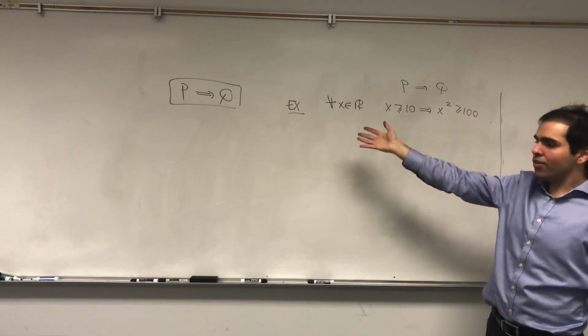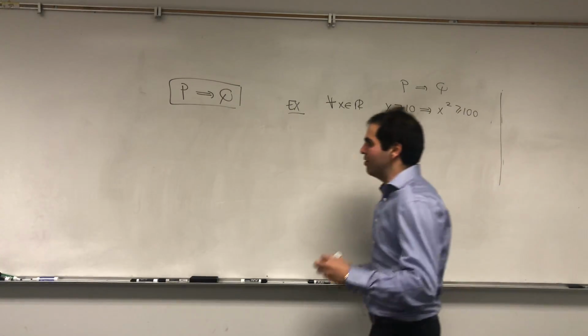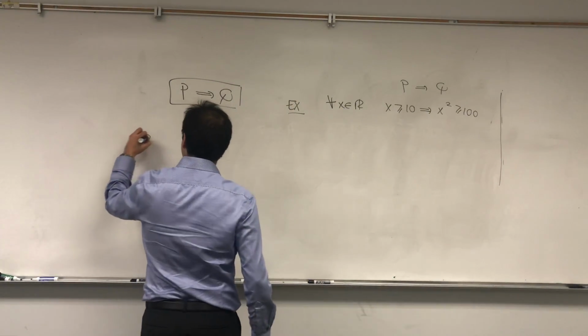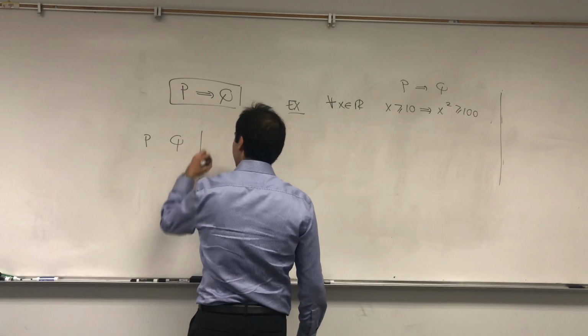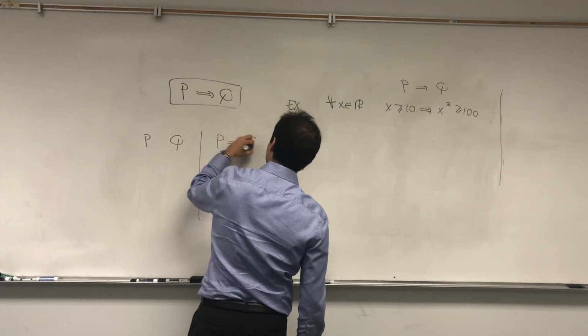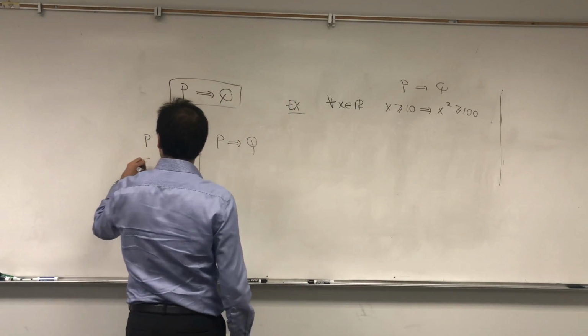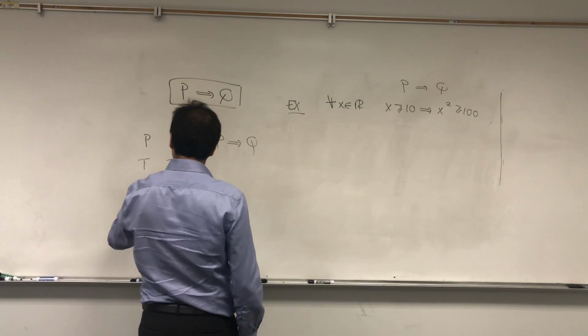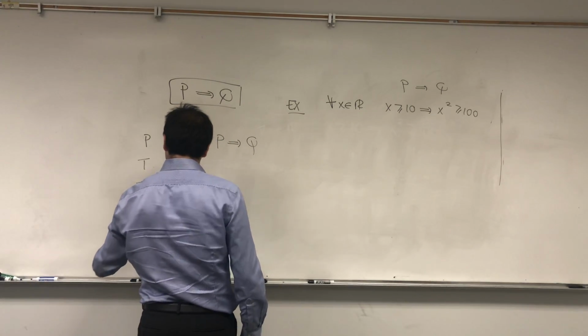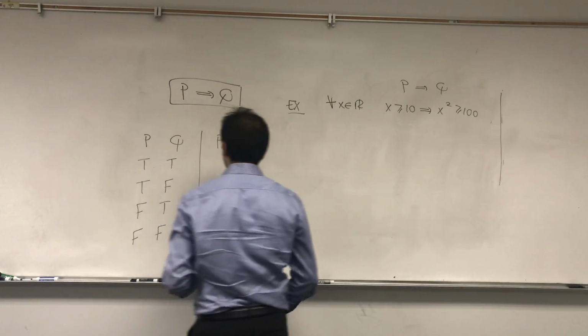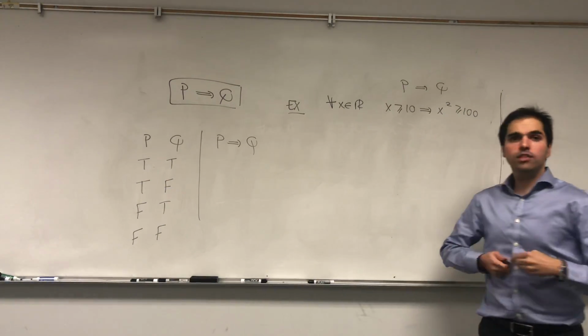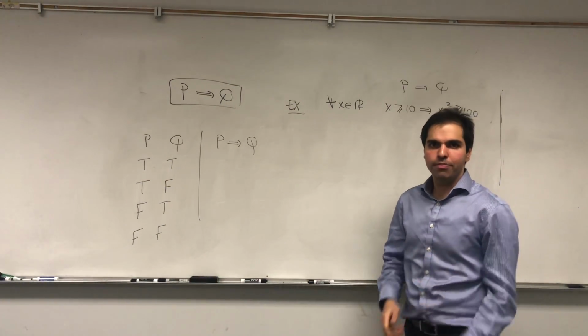Now, the question is, what does a truth table look like? And this is quite interesting, you'll see. So you draw P and Q, and then P implies Q. And you have all the possibilities: true, true; true, false; false, true; and false, false. Now, let me explain this to you with a little analogy.